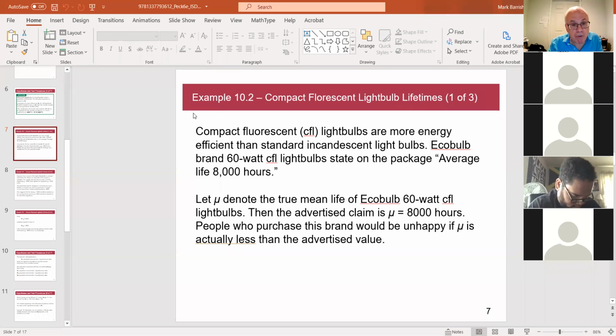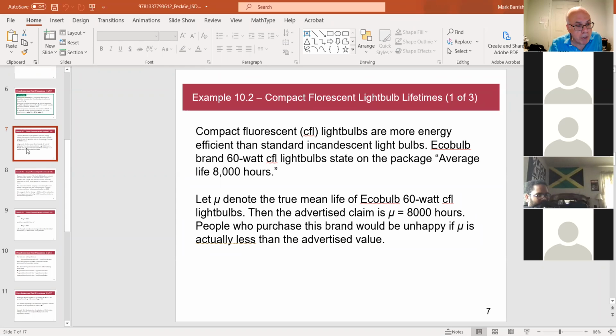It says fluorescent light bulbs are more energy efficient than standard light bulbs. There's a brand called EcoBulb brand 60-watt light bulbs. They state on the package the average life is 8,000 hours. So the advertised claim by this company is that each light bulb will last for 8,000 hours. Obviously, people who purchase this brand would be unhappy if it lasted for less than 8,000 hours, right? If it lasted for more than 8,000 hours, we're good with that, right? But if it lasts for less than 8,000, we're going to be unhappy.